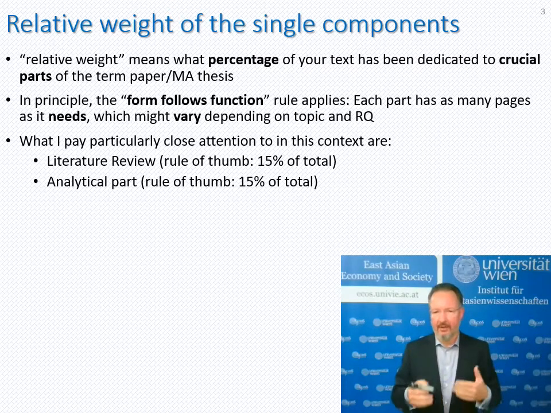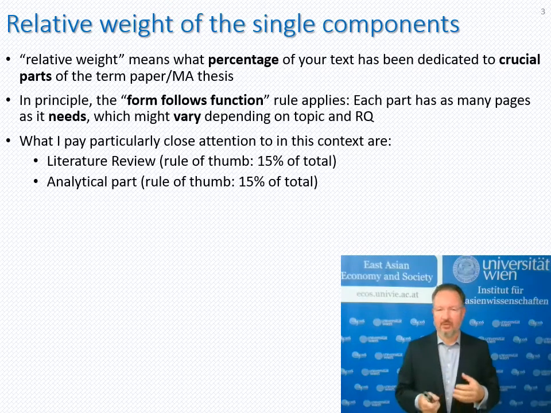So when I grade your term papers, master's thesis, and so on, I actually not just look at what you have written, but also kind of try to include this question of, is it really enough? Is this elaborate enough? Is the overall share in the thesis in a range that I would consider to be appropriate? And this is what is going to be graded here under relative weight of the single components.